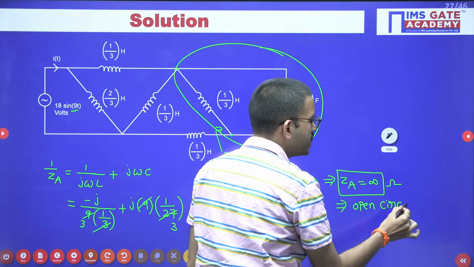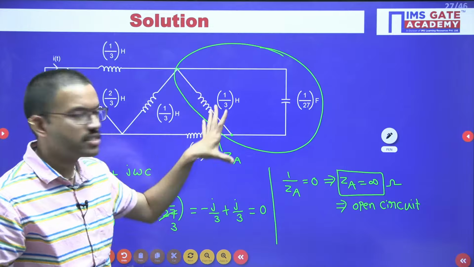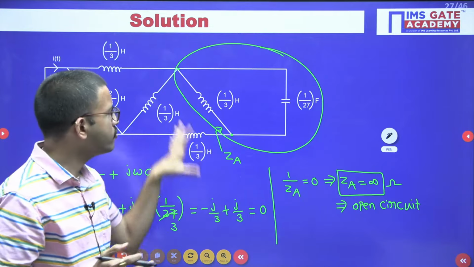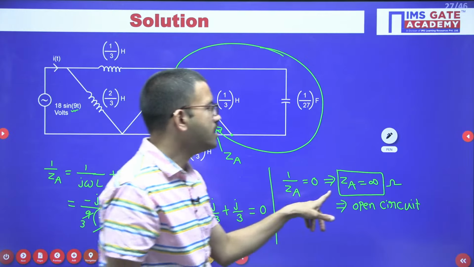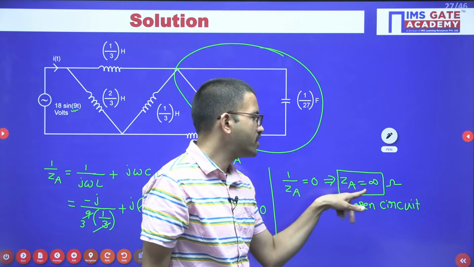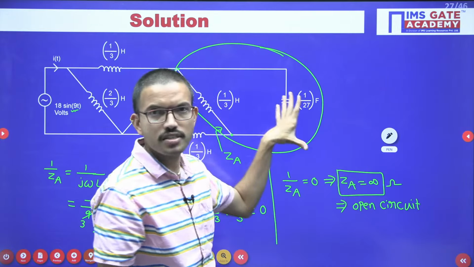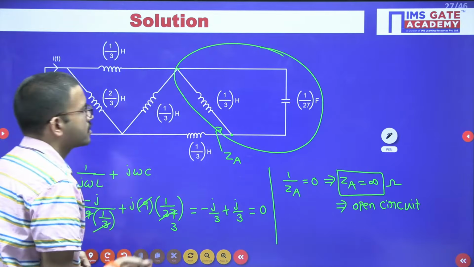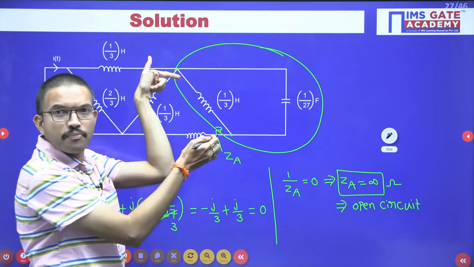In practical cases, it means a very high value. We will keep one resistor which has a very large value, or one impedance which has a very large value, right? But here theoretically we are getting infinite when we did the calculation. Infinite won't exist practically, but theoretically we can say infinite means it is an open circuit. So here this part of the circuit you kept open.